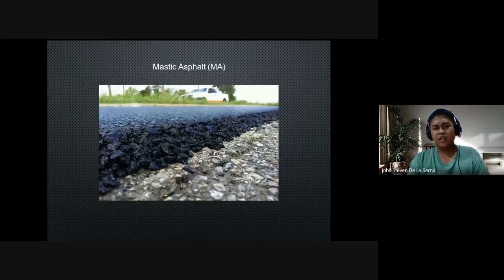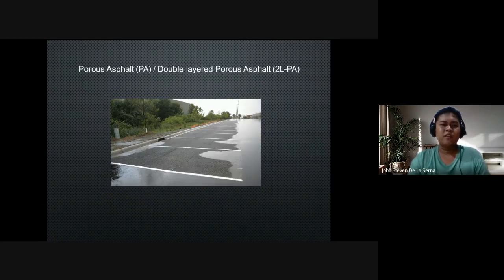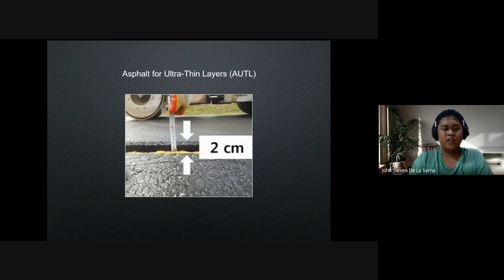The mastic asphalt is very dense, and stones are found in the asphalt. Porous asphalt, or the double layer porous asphalt, is commonly found abroad. They are used in parking lots so that floodwater can be absorbed by the asphalt to prevent flooding the area. Next, the asphalt for ultra thin layers.